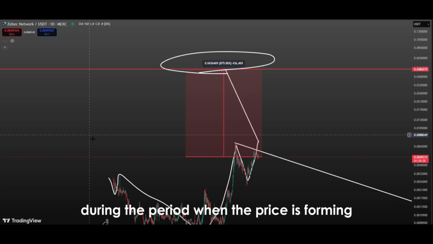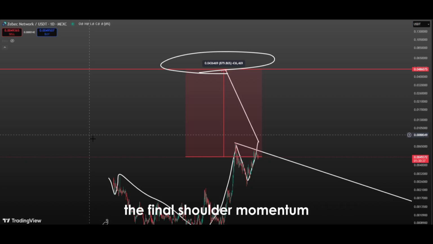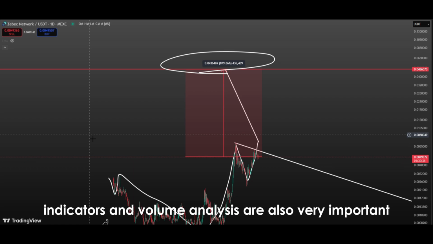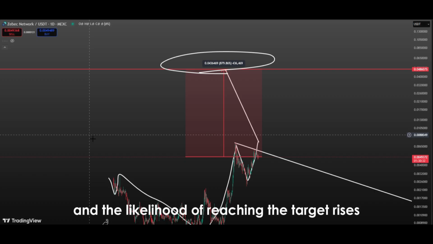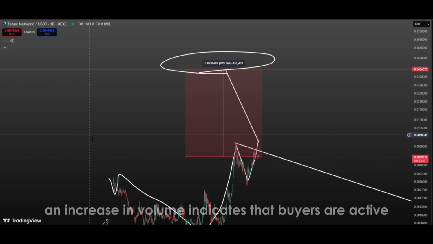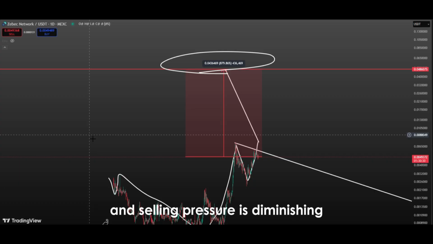During the period when the price is forming the final shoulder, momentum indicators and volume analysis are also very important. If the price initiates an upward move after completing the final shoulder, and this move is supported by volume, the reliability of the pattern increases and the likelihood of reaching the target rises. An increase in volume indicates that buyers are active and selling pressure is diminishing. This enhances investor confidence and creates a positive feedback loop, supporting faster upward movement.